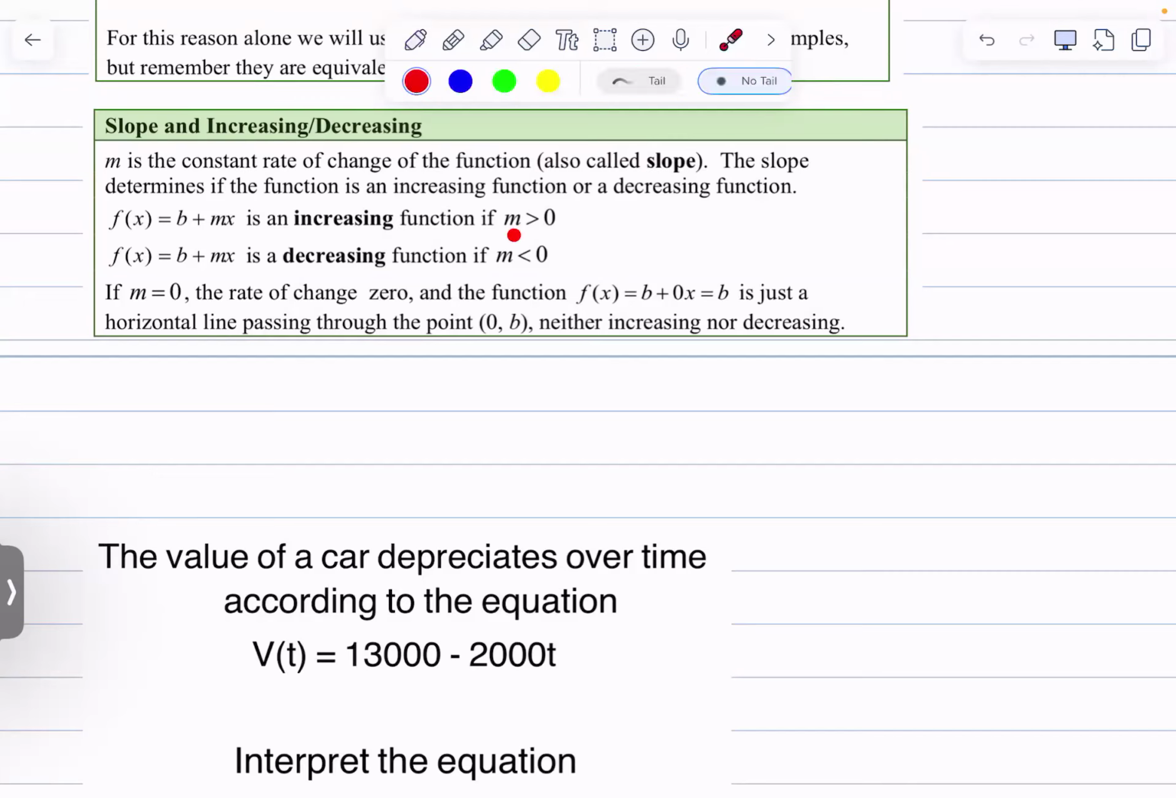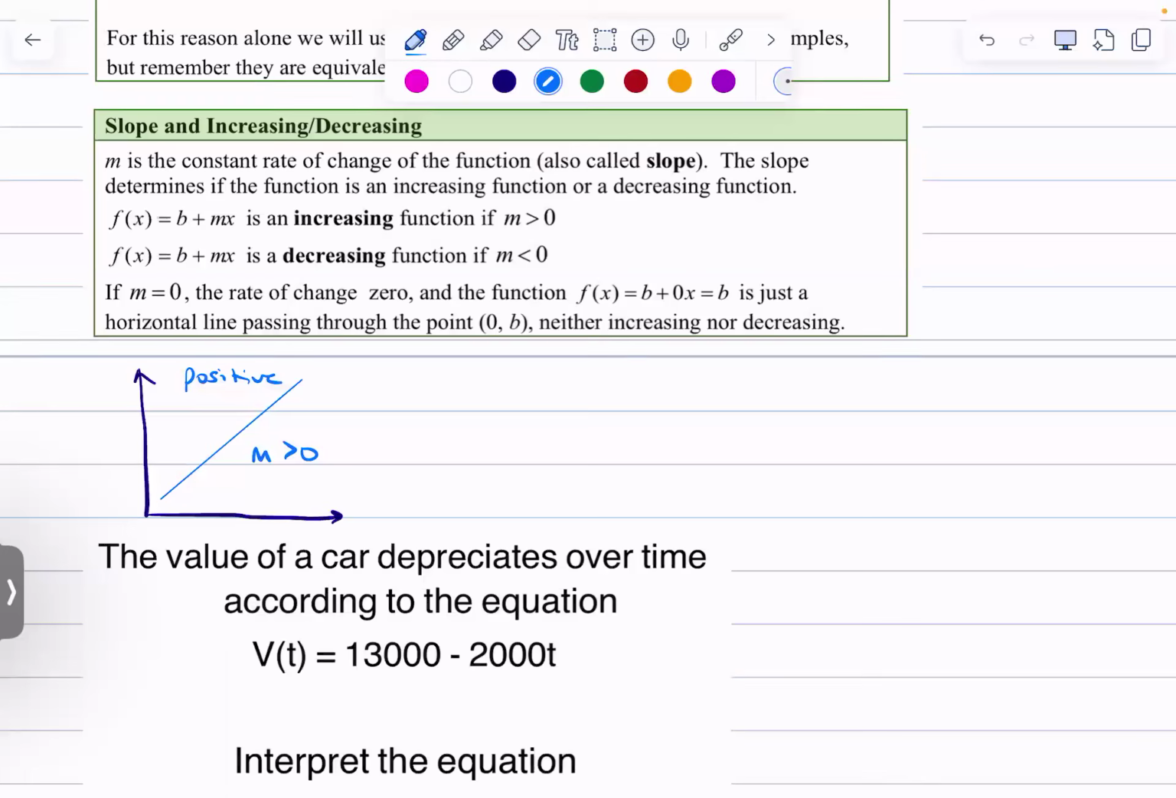So if the slope is positive, then we say it's an increasing function, or it's just a positive line. Looks something like this. M is greater than 0. It makes a positive or increasing slope or line.